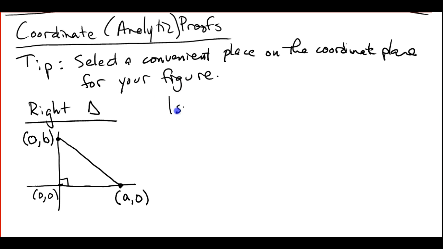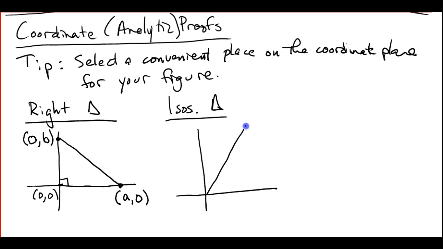Let's take a look at an isosceles triangle. So again, we want to try and find a convenient place. So let's put one of the vertices at the origin. And in this case, when we define our variables, so these are my legs, if I come out here I'm going to make this (2a, 0).